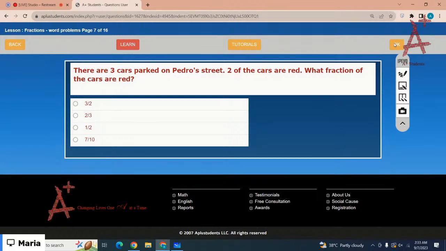There are 3 cars parked on Pedro's Street. 2 of the cars are red. What fraction of the cars are red? So which is the correct option? Yes, that would be 2 out of 3. The correct option is 2 out of 3.